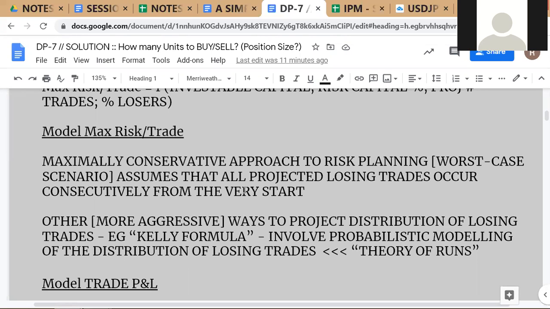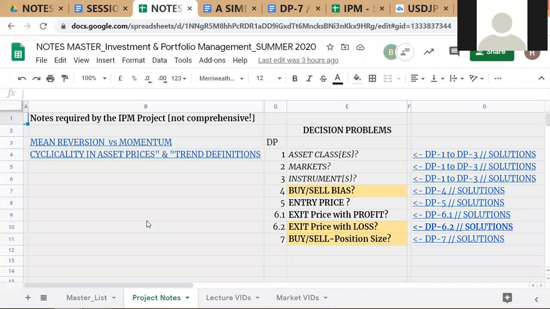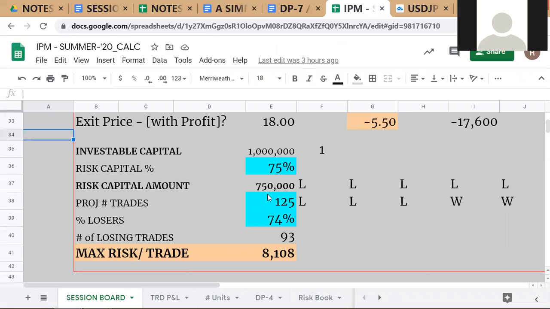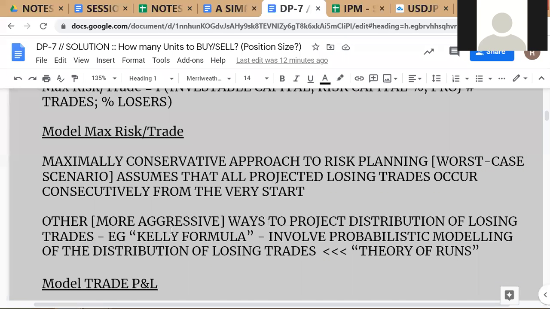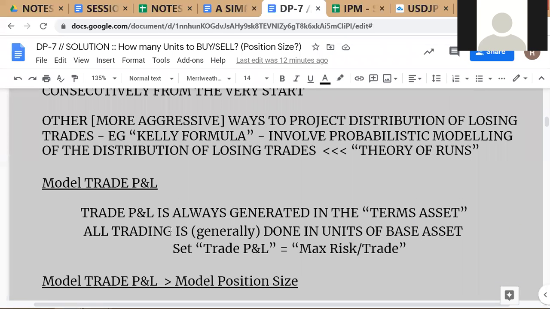So we assume all the losing trades are stacked together, and based on that we come up with this derivation where what we do essentially is divide the risk capital, the dollar figure, by the number of losing trades. Okay. You can see here we've already done all this. We are just revising it quickly and telling you where we are and how we go further down the road.